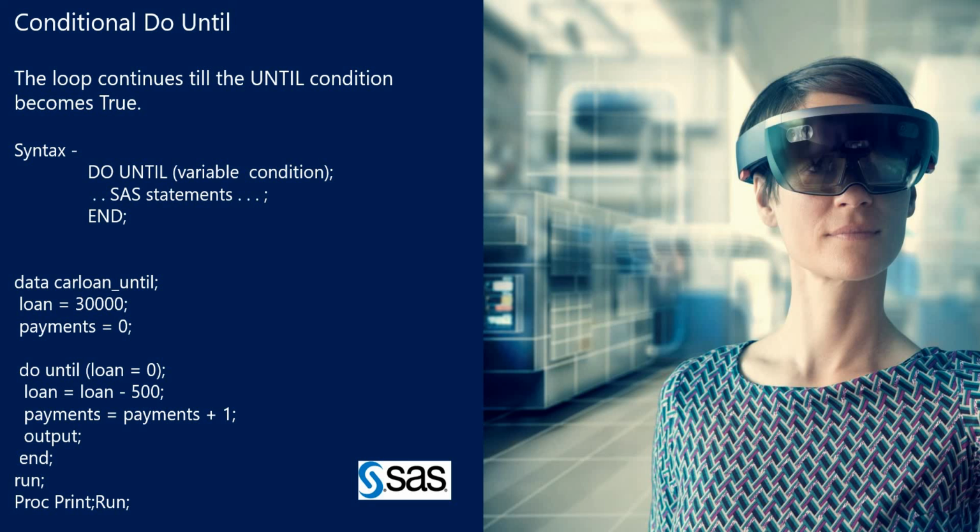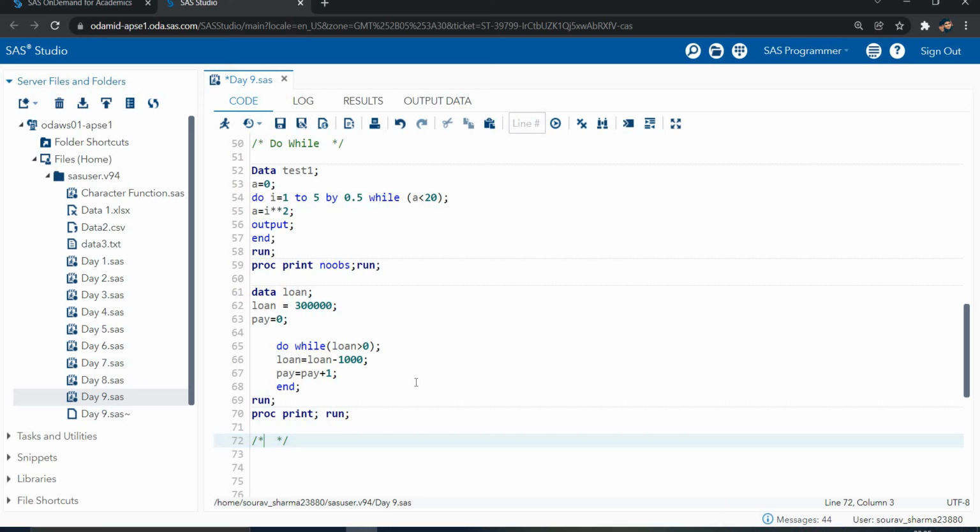Next we are going for the do until. Do until is also the same as do while. Let's see how we are using the do until statement. The loop continues until the condition becomes true. So if your condition is true, then it will be stopped.